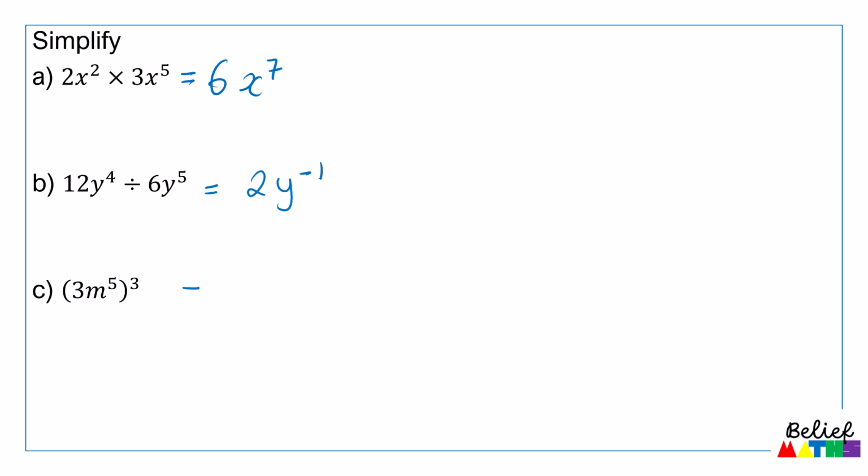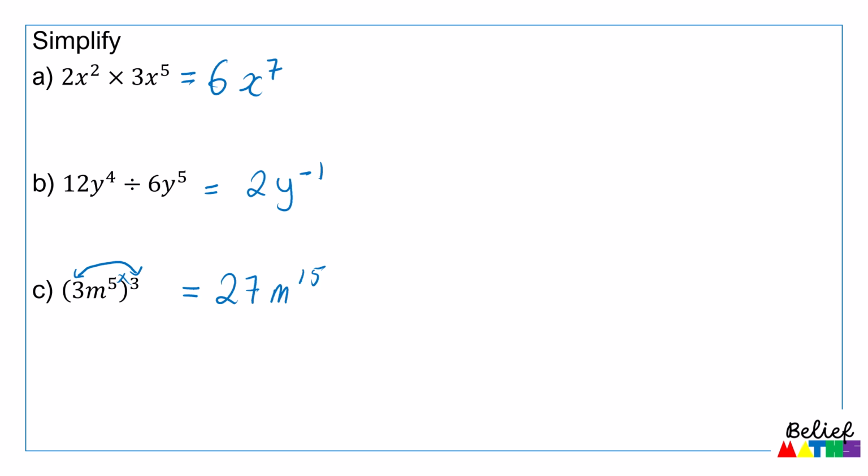Finally, with this one, sometimes we get confusions with these type of questions. What we have to do is we have to do 3 to the power of 3. So we have to apply that power to this. So 3 cubed is 27. And then we're going to multiply these two. And then that's m to the power of 15.